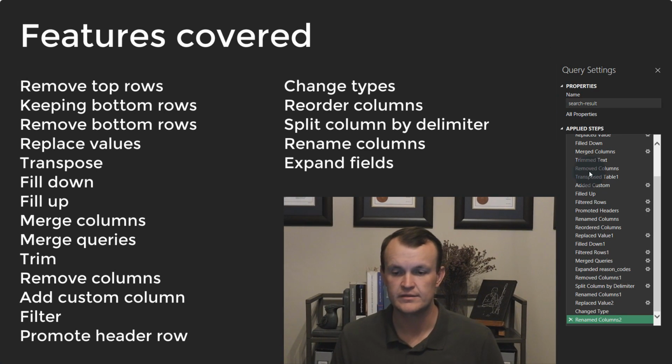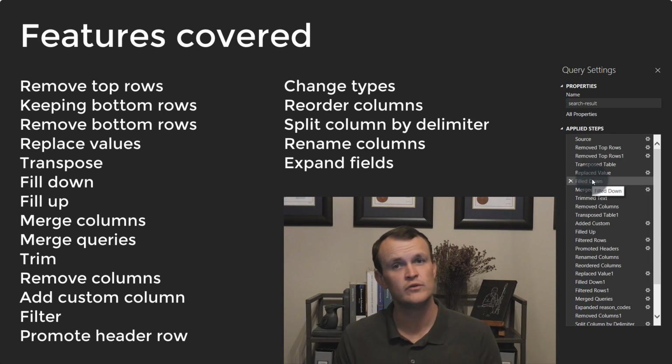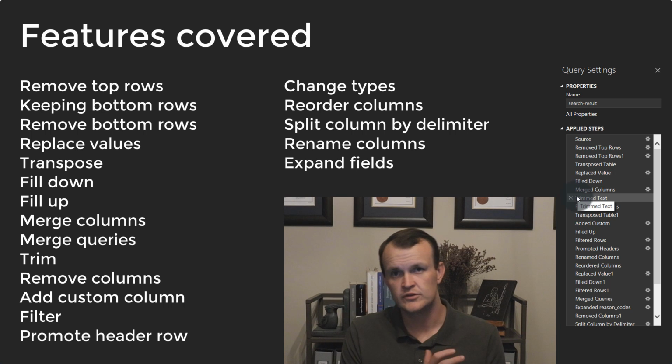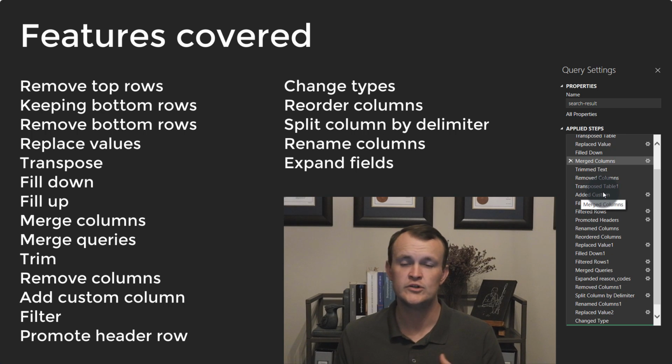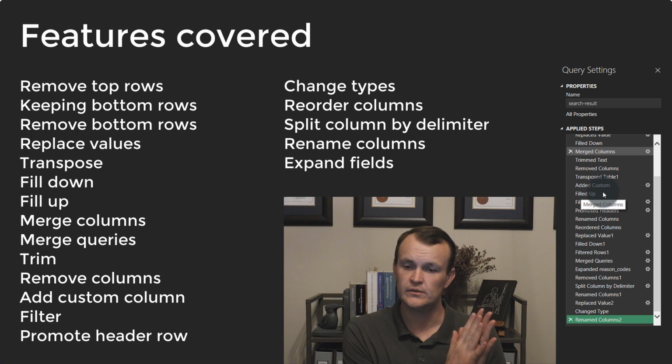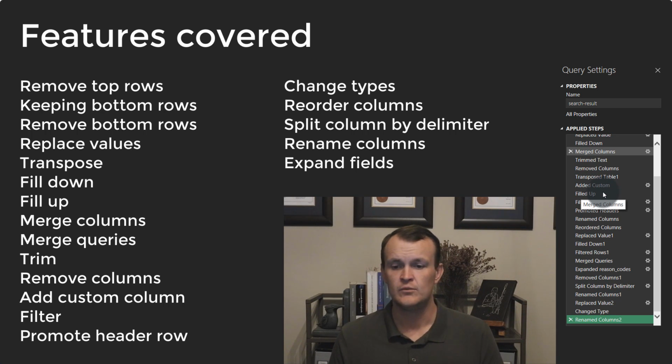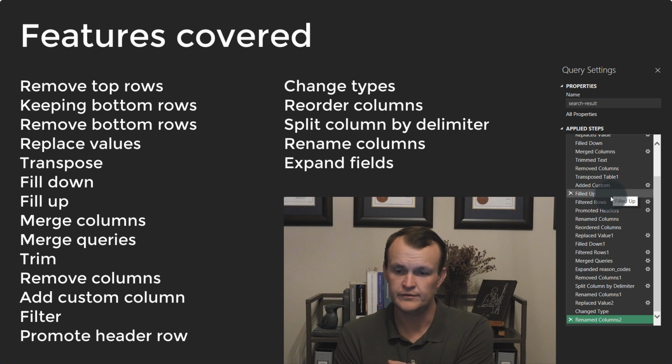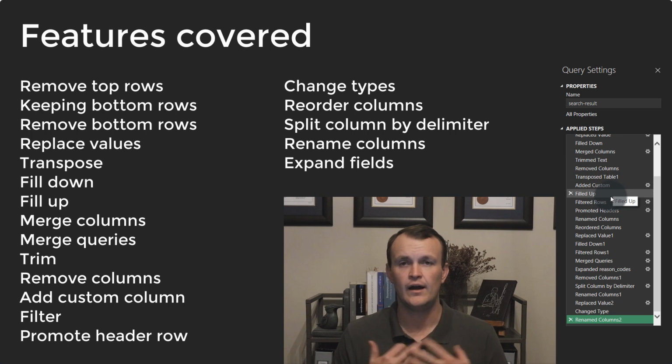So if I just go and unpack the steps, we're going to be talking about removing top rows, keeping bottom rows, removing bottom rows, replacing values, transposing a table, transposing it back, filling down, filling up. We're going to be merging columns. We're going to be merging queries. We're going to be trimming text. We're going to be removing columns. We'll add custom columns. We'll fill up, fill down, filter rows, promote headers. A lot of the features in Power Query can actually be shown by just this example.